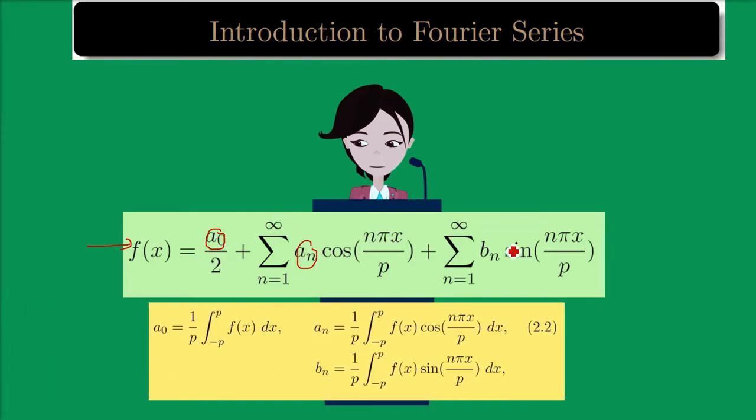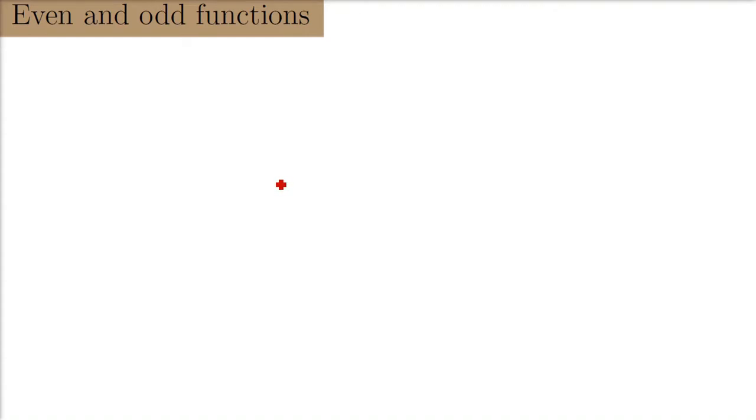So we have three different coefficients or weights, and the expressions for them are also there. In order to understand all this, we need certain mathematics. We need to have a background. First is even and odd function.